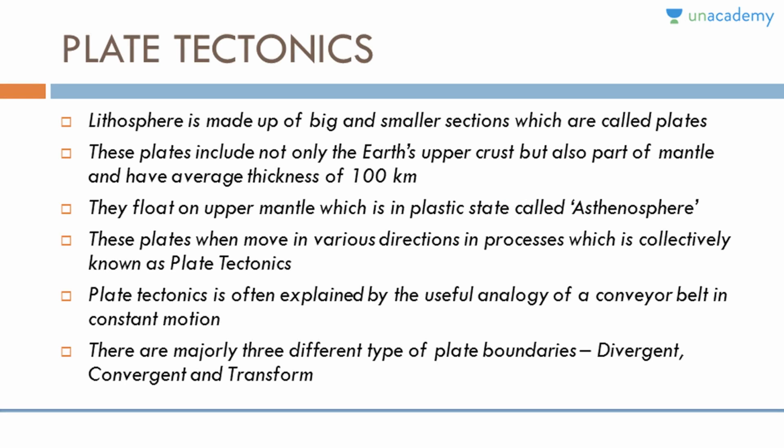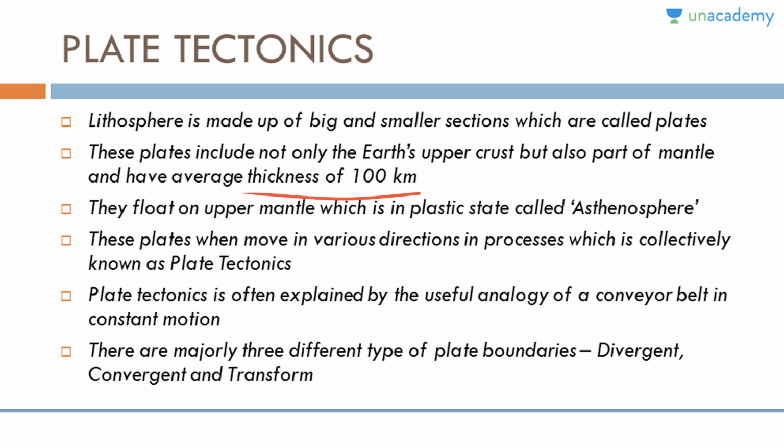The most relevant and most important of the theories of geomorphology is plate tectonics. According to this theory, the lithosphere, which is the outermost layer of the Earth, is made up of 7 major and many minor plates. These plates include not only the crust but also a part of the mantle, and their average thickness is about 100 kilometers.